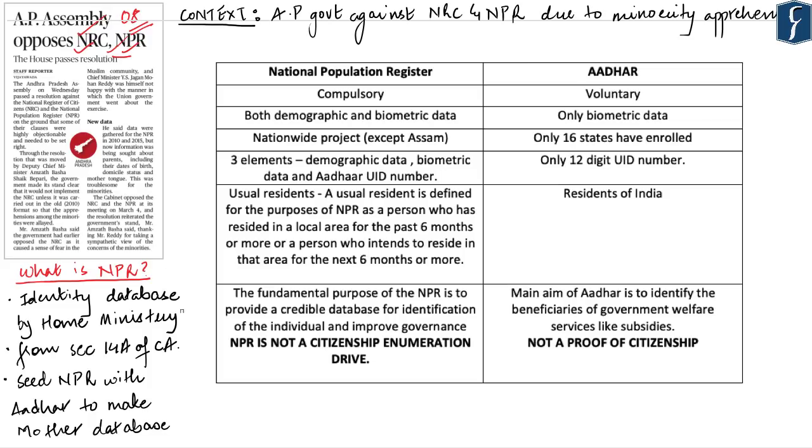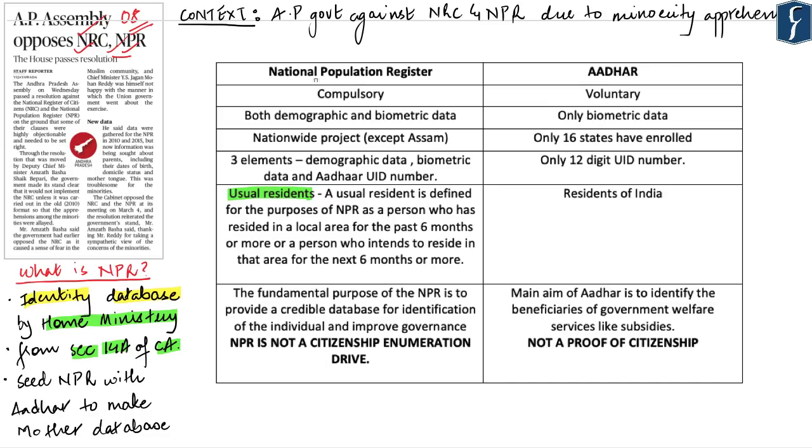Now, to very quickly tell you, NPR is nothing but a comprehensive identity database. And this database will be maintained by the Registrar General and the Census Commissioner of India under the Home Ministry of India. Now, NPR basically lists all the usual residents in India. Furthermore, the NPR is being prepared as per the provisions given under Section 14 of the Citizenship Act. Now, Section 14 of the Citizenship Act of 1955 clearly states that it will be mandatory for every usual resident in India to register themselves under the NPR.